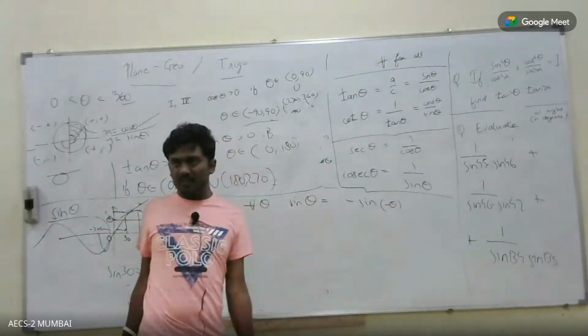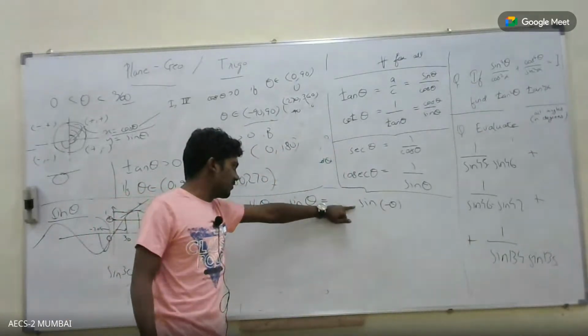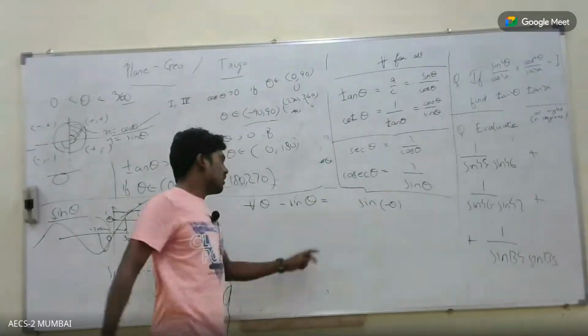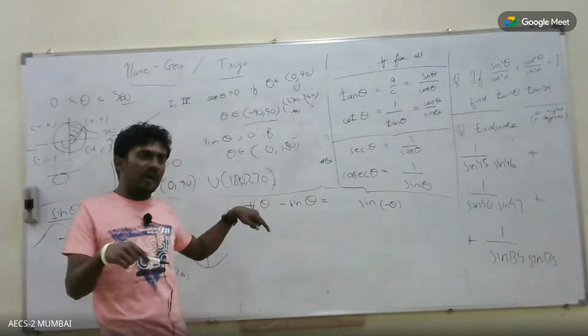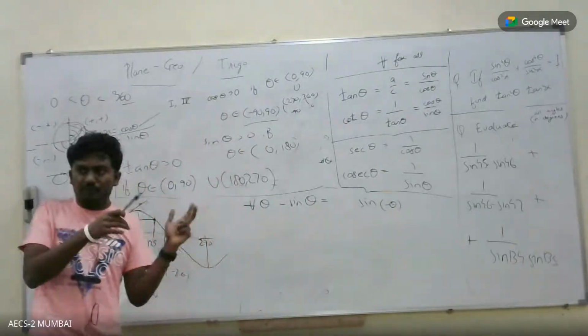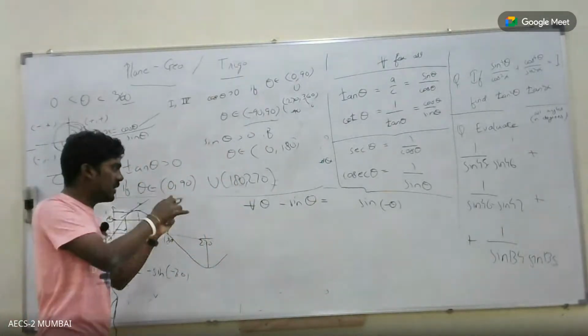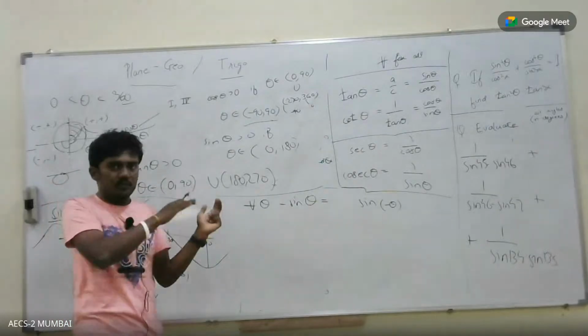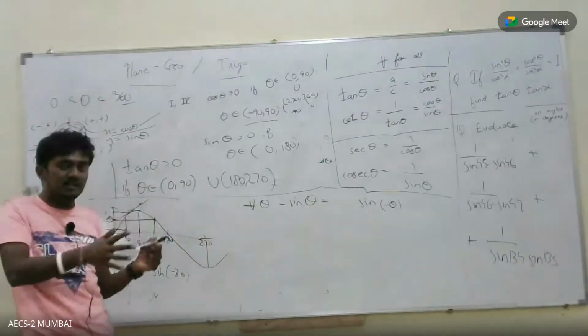A more convenient way of writing this is by taking the minus from here and putting it here. Using this, we can now find the values of all negative angles. That is, if you want the value of sine of minus 30, just take the minus sign outside, and you get minus of sine 30. That is the value of sine minus 30.